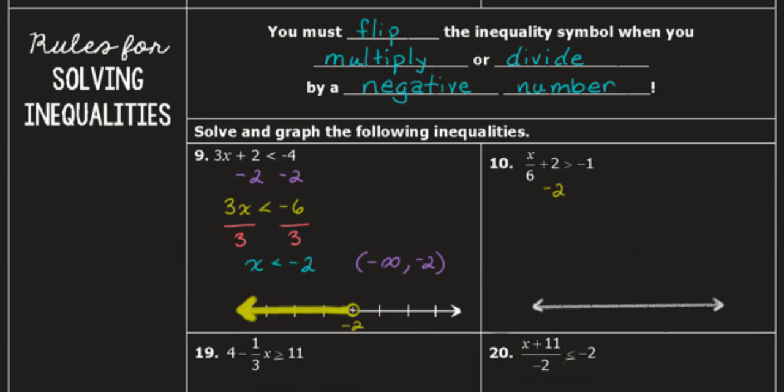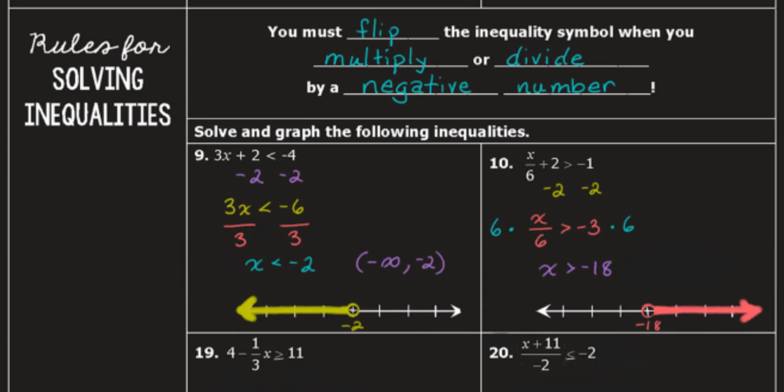Subtract 2 from both sides. X over 6 is greater than negative 3. We're dividing by 6, so we need to multiply by 6 on both sides. 6 is canceled, leaving us with x greater than negative 18. Graph. The least possible value for our interval notation would be negative 18, non-inclusive, begin with a parenthesis, negative 18 to positive infinity, end with parenthesis.